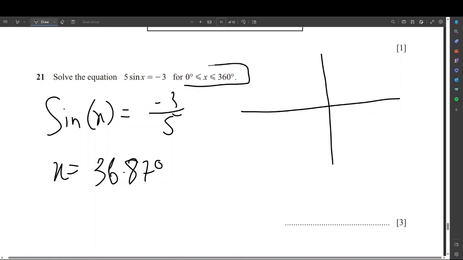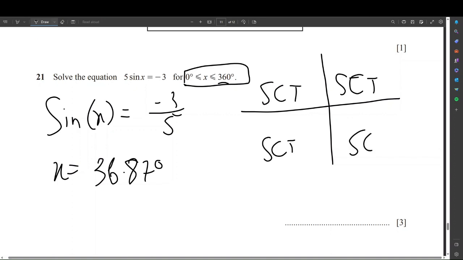Now, here's the thing. This was available for 0 to 360. I'm going to write the mnemonic that I know, which is ASTC: all, sine, cos, and tan. So I'm just going to write that over here. All of them are positive over here. Sine, cos, tan. Sine is positive over here, negative over here.